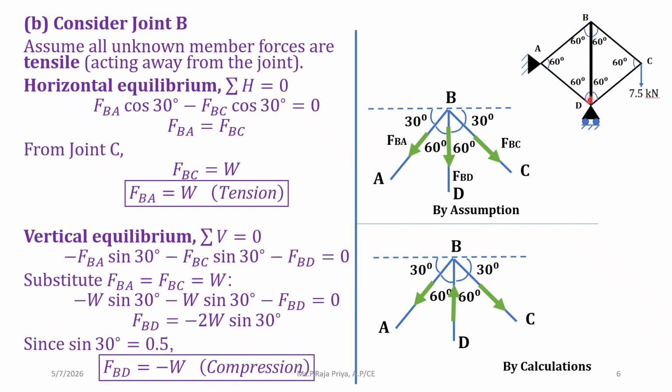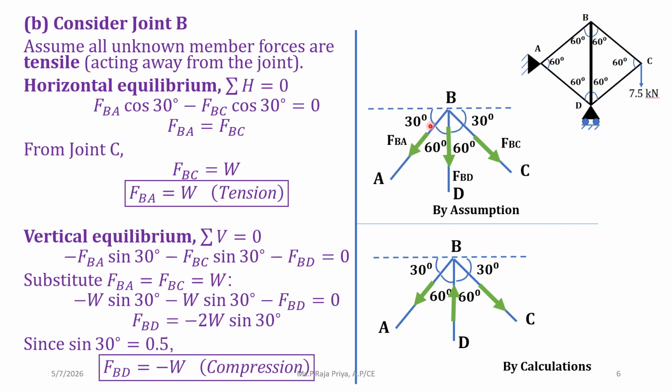Next, we'll move on to the next joint, which is B. Same way, we are taking all the member forces to be tensile. So the members connected to B are BA, BD, BC. Here also we are considering horizontal equilibrium as well as vertical equilibrium. Here two members are inclined, so these two have to be resolved into horizontal component and vertical component. One member is vertical. So first one is horizontal equilibrium, that is summation H is equal to 0.